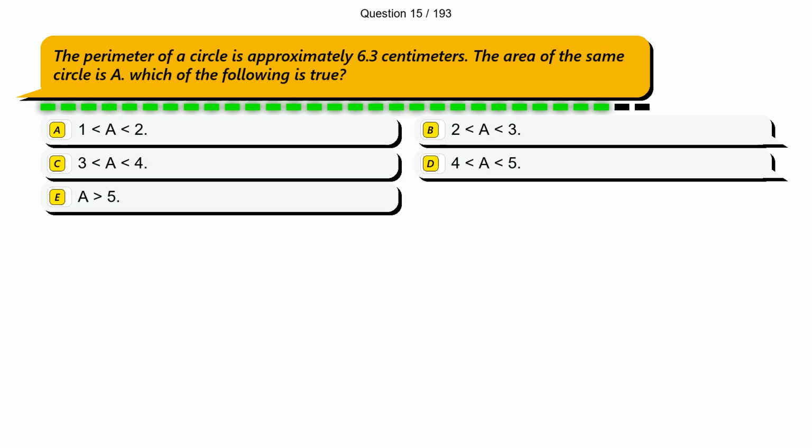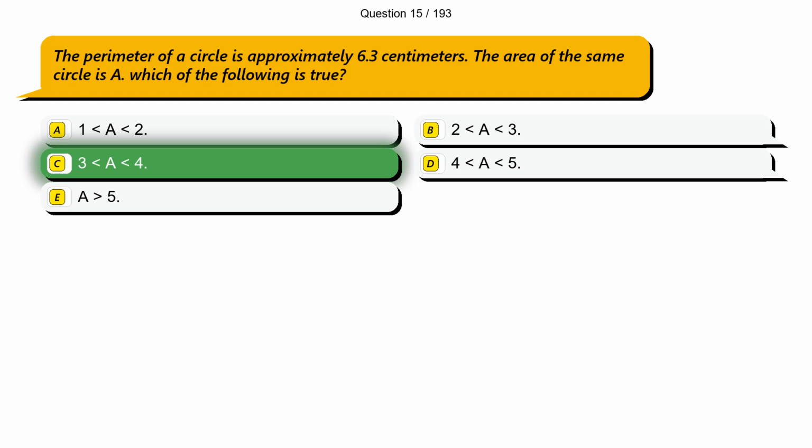Question 15. The perimeter of a circle is approximately 6.3 centimeters. The area of the same circle is A. Which of the following is true? Option A, 1 < A < 2. Option B, 2 < A < 3. Option C, 3 < A < 4. Option D, 4 < A < 5. Option E, A greater than 5.